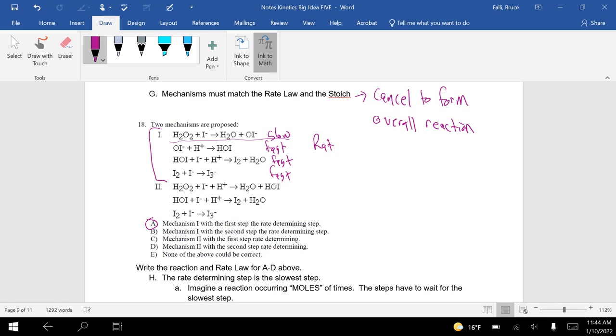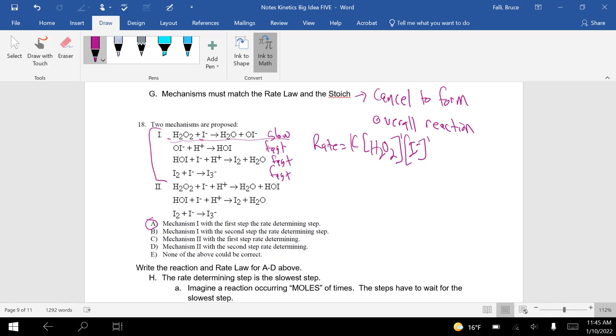So rate is going to equal, I forgot K. Darn it. Rate equals K, H2O2, times I negative. Now, each of these has a coefficient of 1, so they have a 1 up here, which I wouldn't write, to be honest with you. Okay? That's my rate law. All right? And I used the slowest step to do it.